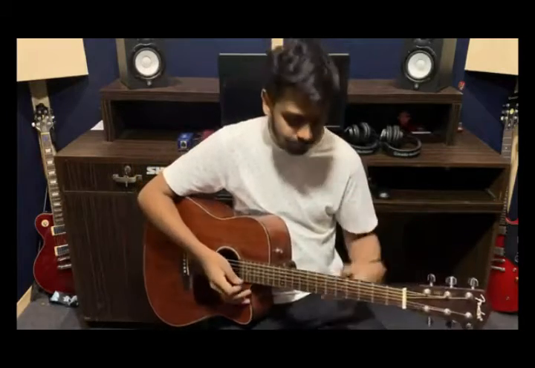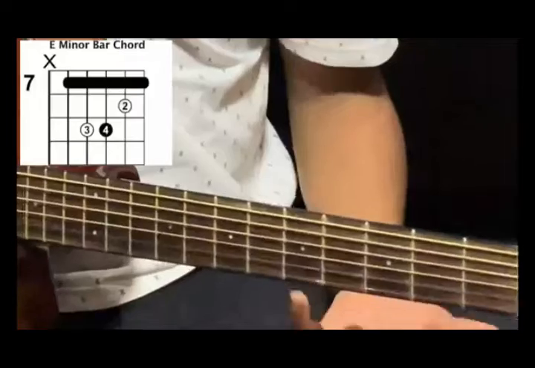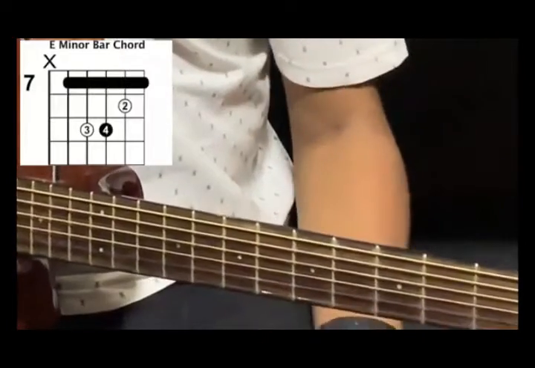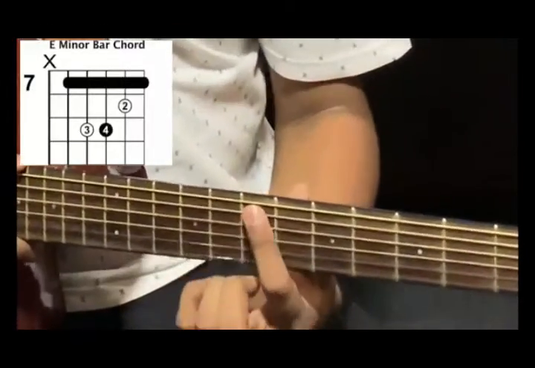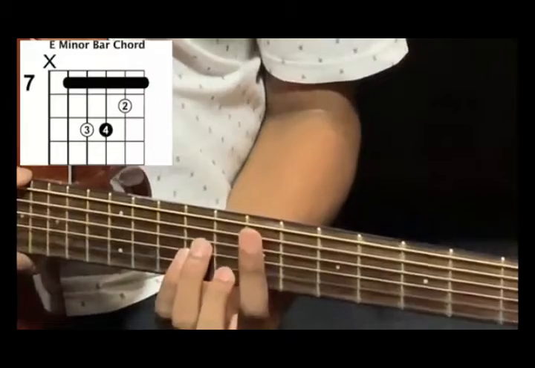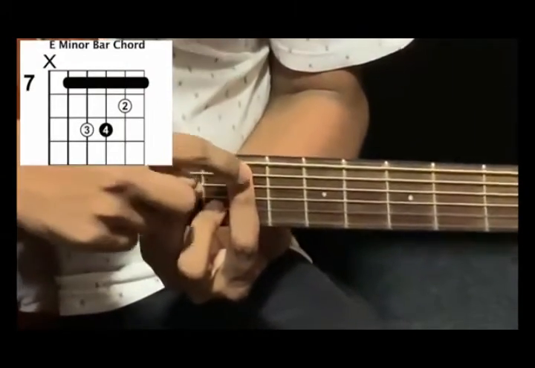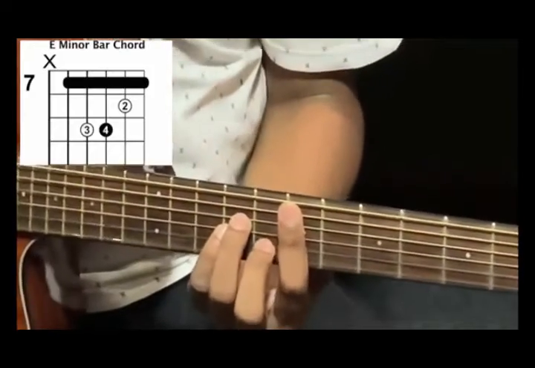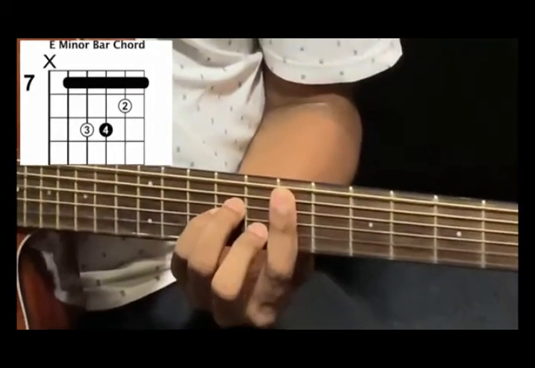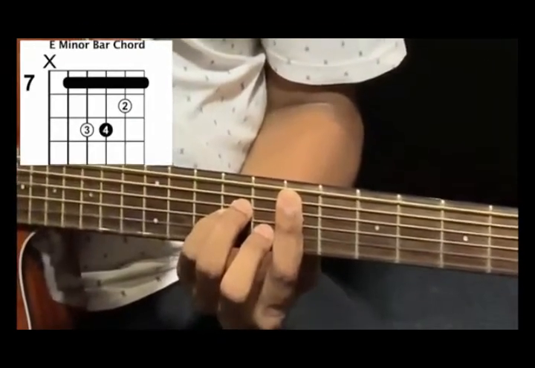Now for example, if you want to hold the E minor bar chord, you hold the same shape starting on the 7th fret of the 5th string. So what you do is you hold the same shape starting on the 7th fret on the 5th string, which is an E note. So this makes it an E minor bar chord on the 5th string position.